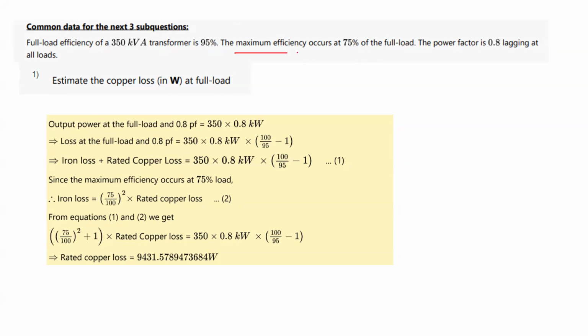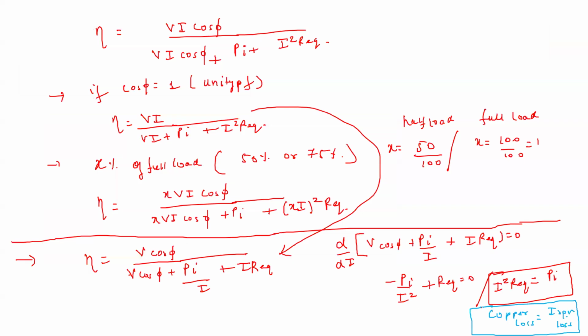Now we are given 2 conditions. One is the condition in which this maximum efficiency is occurring, and one is the condition for the full load efficiency. So you remember, I have written that at maximum efficiency, this is the condition of maximum efficiency.